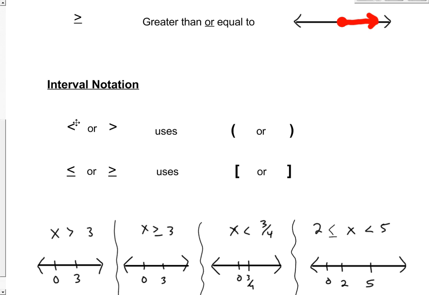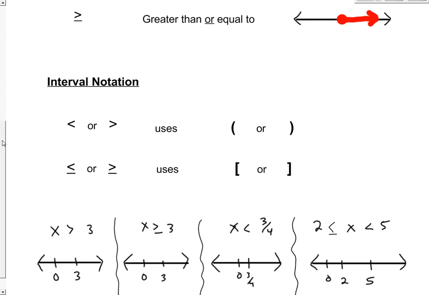With the less than or greater than symbols without the line underneath, just like on a graph, it uses open dots. For interval notation, it uses parentheses. Remember that? And when you have the line underneath the inequality representing equal to, you are going to be using these brackets, these straight brackets.